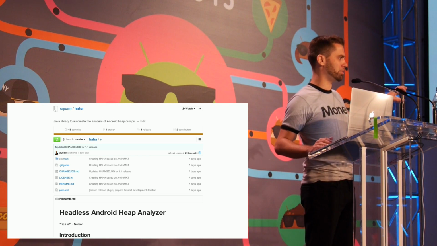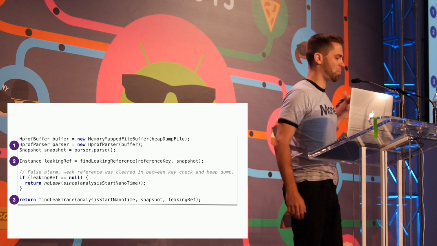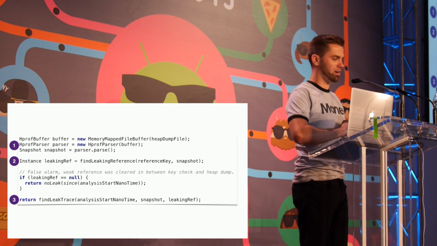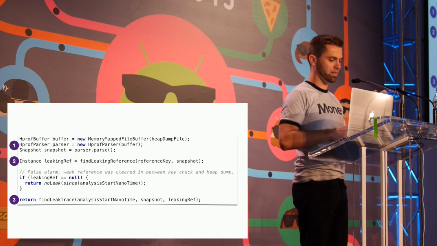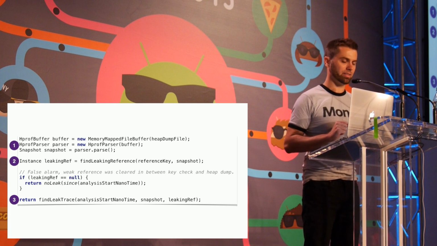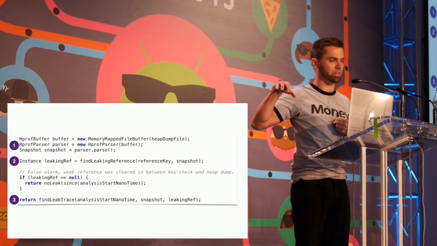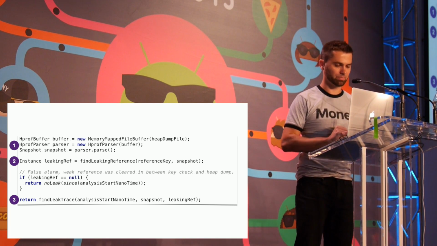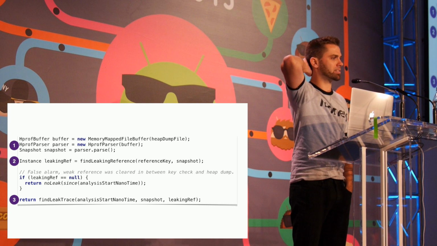So we have our library to parse heap dumps. And basically then it's very easy. We open the heap dump, we load it, and we parse it. And then we find our reference based on the key that we had. We obtain that instance, and then we just need to parse the graph of objects and walk backward and find the leaking reference. All that work is actually happening on the Android device.